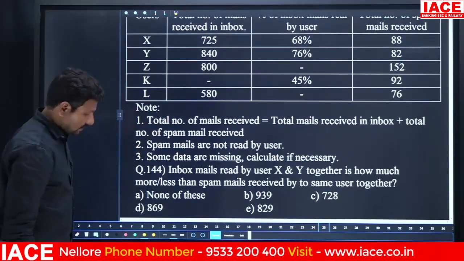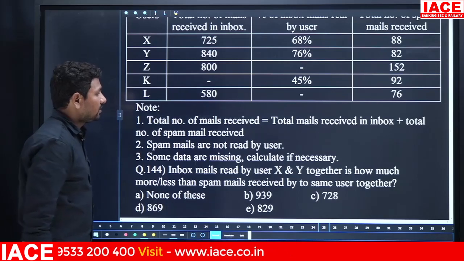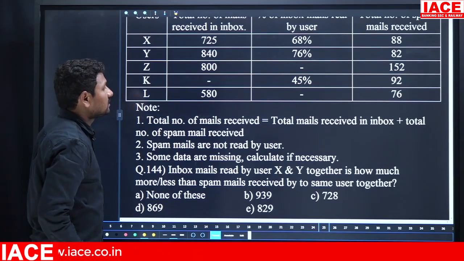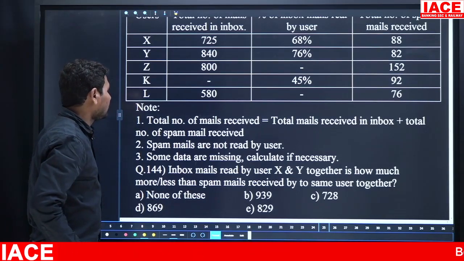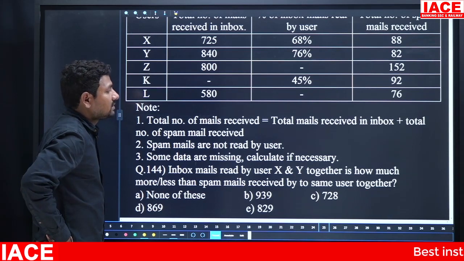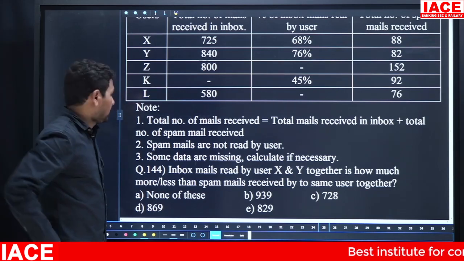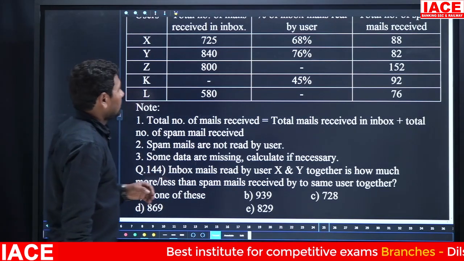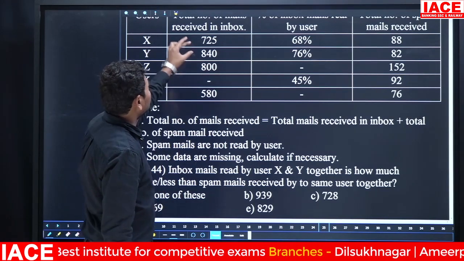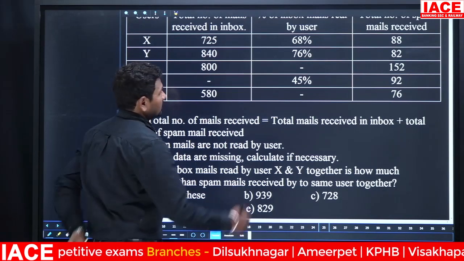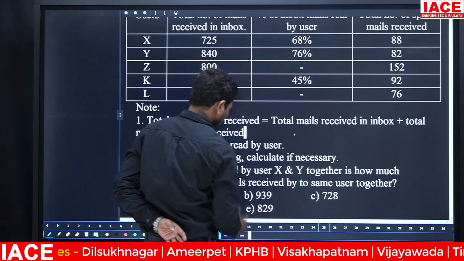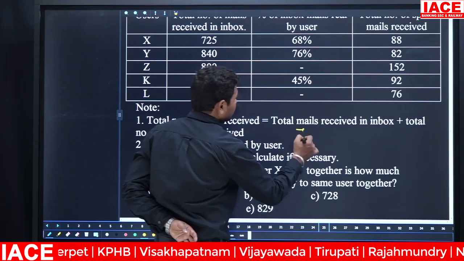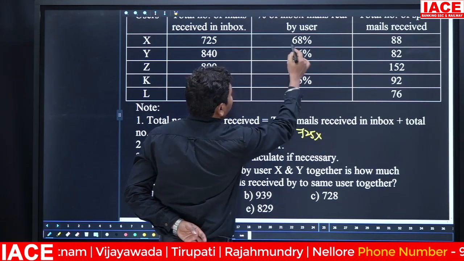Inbox mails received by user X and Y together is how much more or less than the spam mails received by the same users together. Inbox mails received by user X and Y together, this is 725. In 725 how much percentage required?